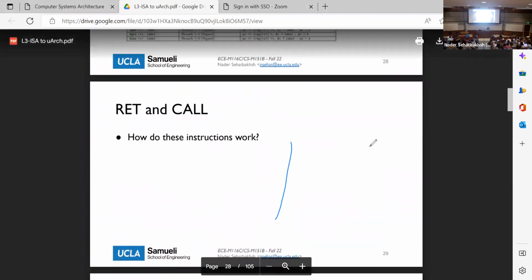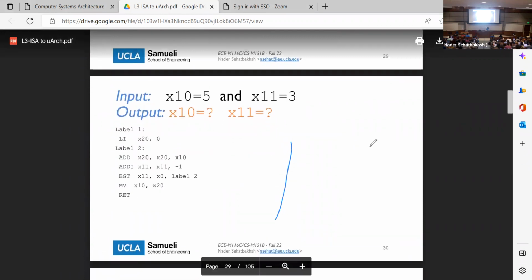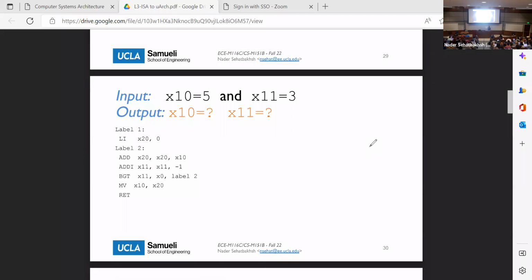So this is your return and call. How about you guys actually do this practice and see what is the output value of x10 and x11 when we are returning from this function. So let's call this a function. And so we are starting from here. And the initial value for x10 and x11 is 5 and 3. And let's see if we can figure out what would be the final value once we are reaching this point.